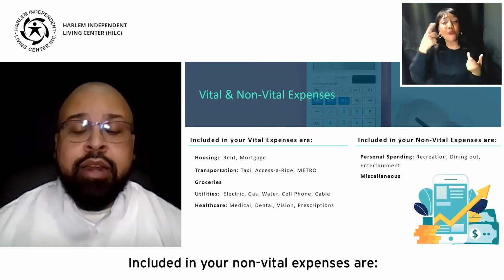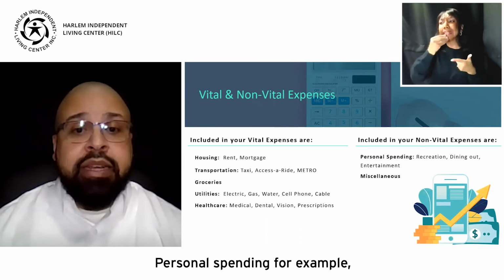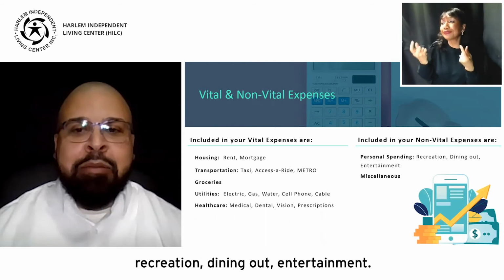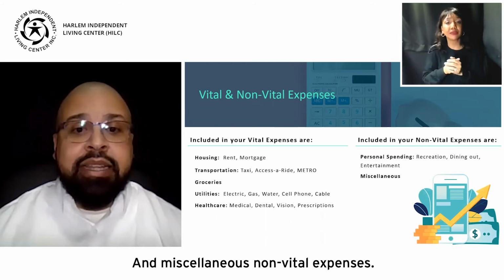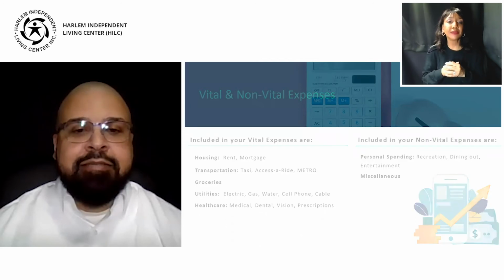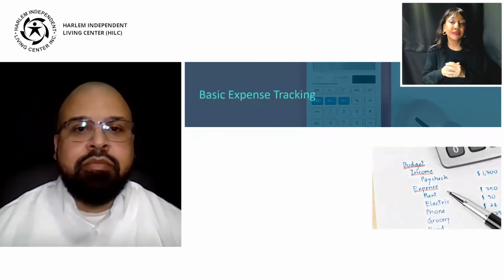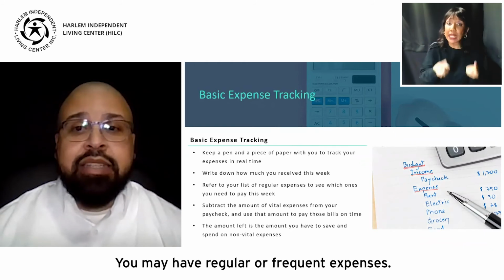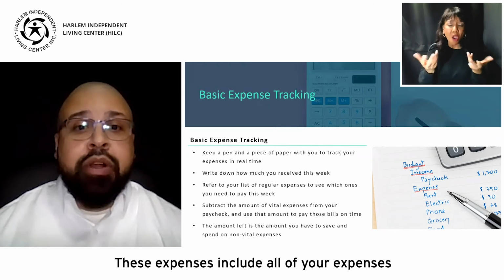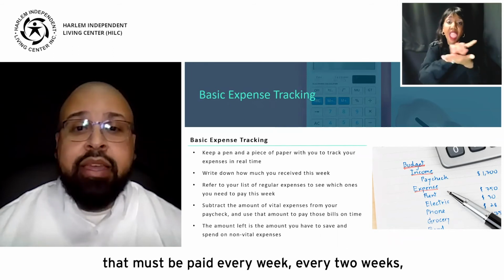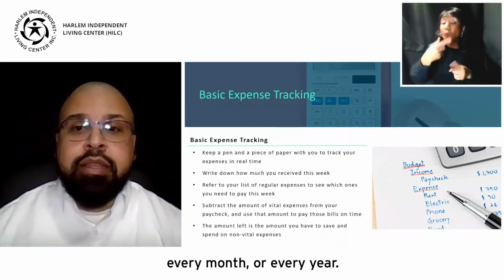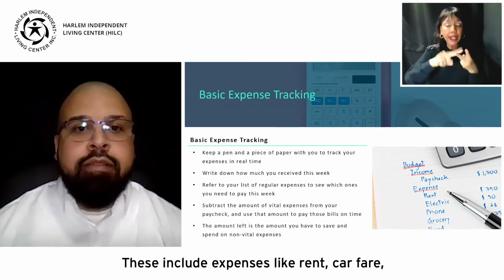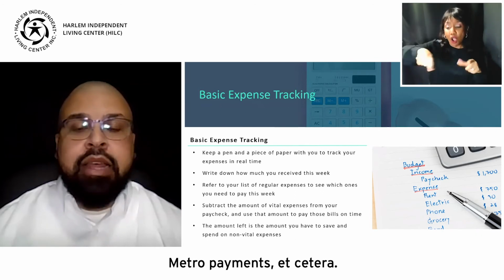Included in your non-vital expenses are personal spending, for example, recreation, dining out, entertainment, and miscellaneous non-vital expenses. A photo of a personal budget scrawled on notepaper appears on the right. You may have regular or frequent expenses. These expenses include all of your expenses that must be paid every week, every 2 weeks, every month, or every year. These include expenses like rent, car fare, metro payments, etc.